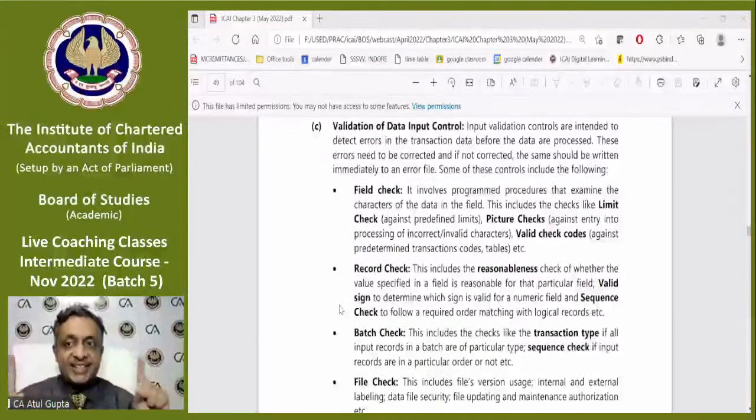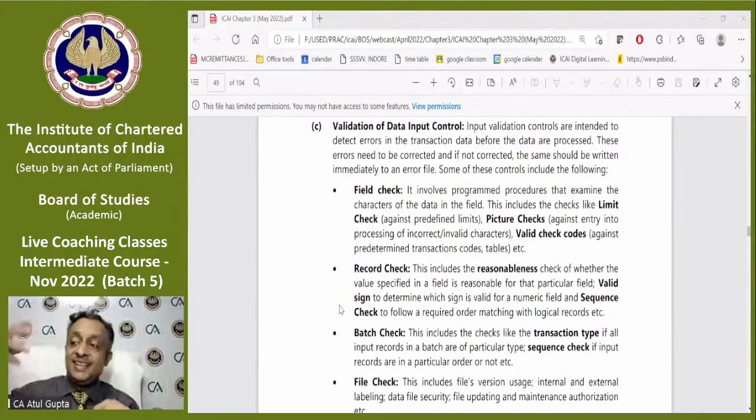irctc.co.in, when you book your railway reservation ticket, there's an age field. I want you to tell me what is the minimum age you can put there and what is the maximum age you can put there. Minimum and max in irctc.co.in. Once you answer, we'll come to field check again.